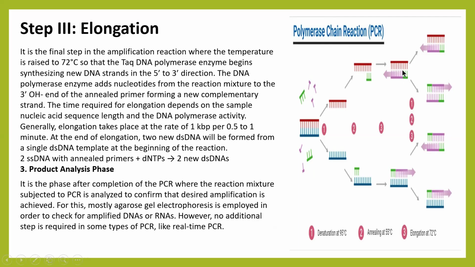The time required for elongation depends on the sample nucleic acid. Generally, elongation takes place at the rate of 1 kilobase per 0.5 to 1 minute. At the end of the elongation, two new double stranded DNA molecules will be formed from a single double stranded DNA template at the beginning of the reaction.